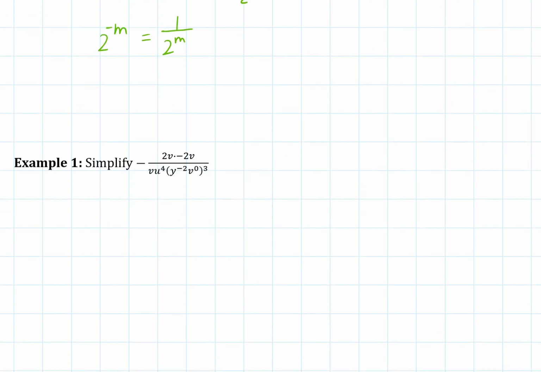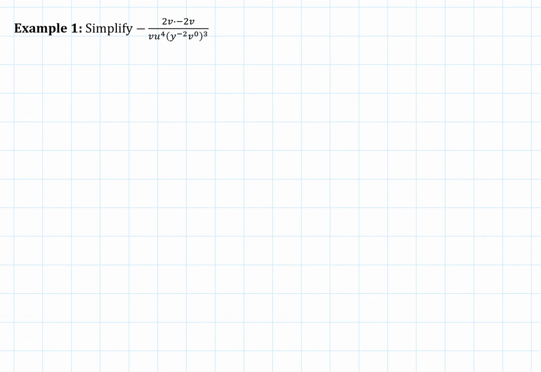Okay, now that we have the basics intact, let's simplify some more complicated looking expressions. You may be wondering to yourself, where do we even begin with this sort of nasty thing? Well, we're going to use PEMDAS, as always, to tell us, what do we do first? Well, parentheses. There's nothing I can do inside of the parentheses per se, but I can see that this term is being cubed, so let's start by applying the power rule. And so I'm going to put this negative sign up top. I've got negative 2v times negative 2v all over v u to the 4th times y to the negative 6th, v to the 0 power.